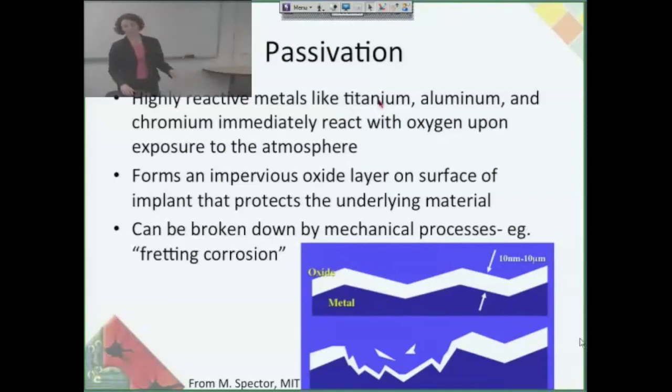This layer can be broken down by a lot of things like wear and mechanical forces, but this is why chromium is so important in stainless steel and cobalt-based alloys, and that's why titanium is a good metal for biomaterials.